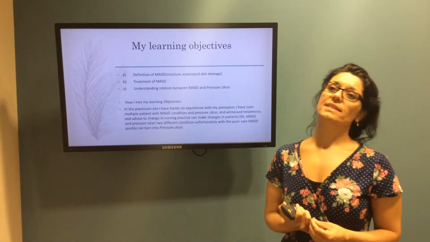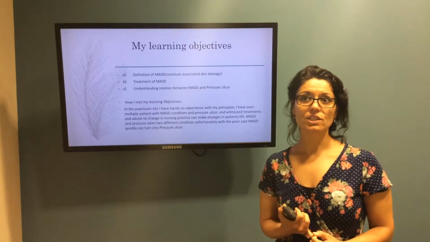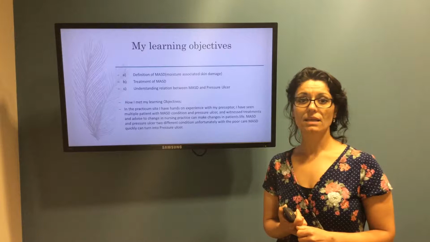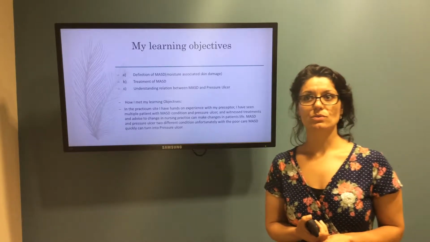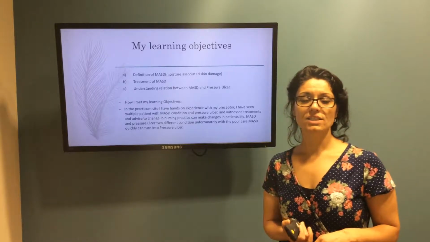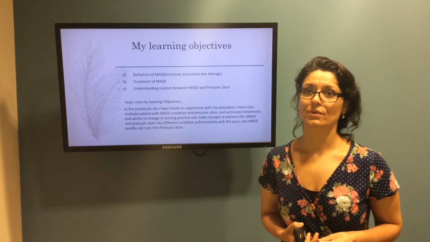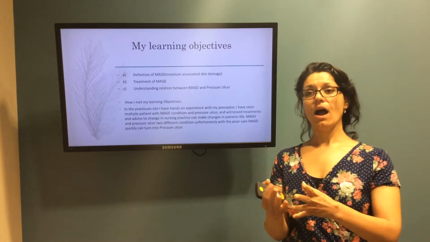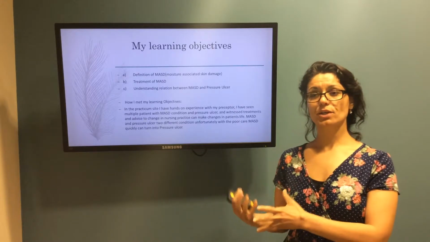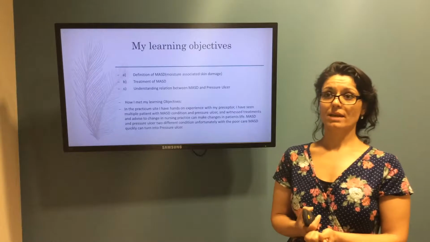My learning objectives when I started were: A, definition of moisture-associated skin damage; B, treatment of moisture-associated skin damage; C, understanding the relation between moisture-associated skin damage and pressure ulcer. Also, after understanding the relation between MASD and pressure ulcer, I was more interested in what nurses can do to make it better.